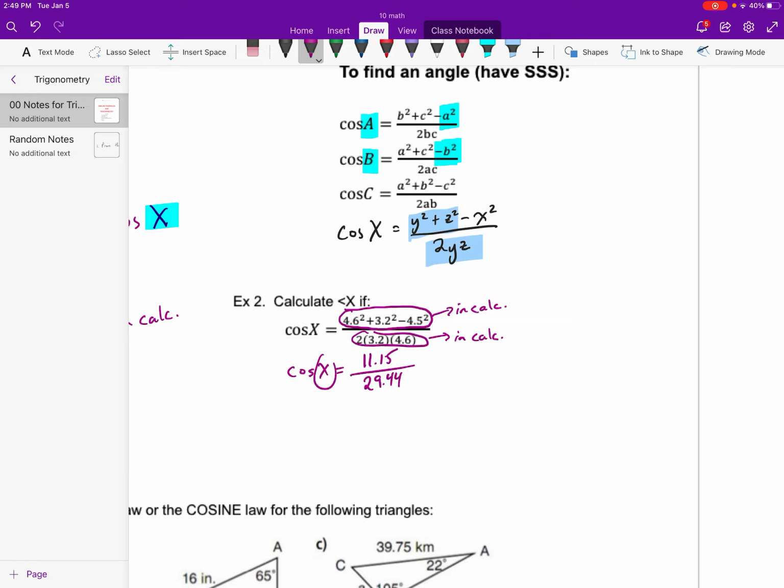As we've said before, to get x by itself, it has cos happening to it. So the only way to undo cos is to do the inverse of cos. So we're going to bring it over to the other side. You get cos negative 1, 11.15 over 29.44. And if you plug that into your calculator, you will get approximately 68 degrees.